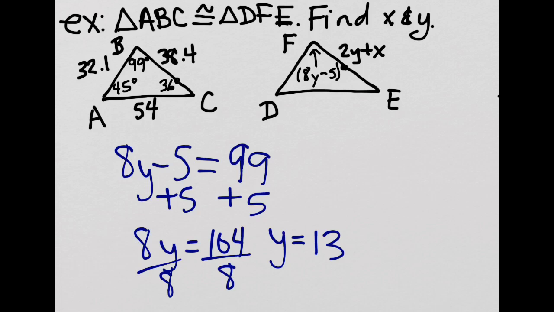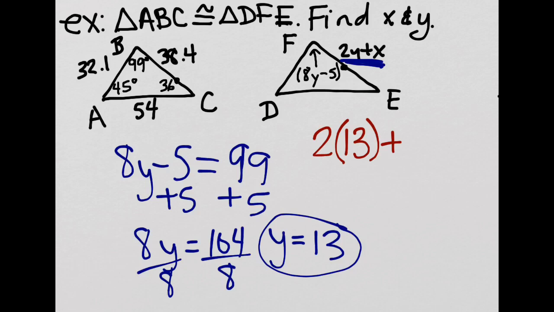Now the reason we solved for y first is because if we look at our second expression, 2y plus x, that has 2 letters in it. So we need to figure out what y is before we can even solve that. So now that we know what y is, instead of putting down y, I'm going to put down 13. Add that to x, and that is on side FE.